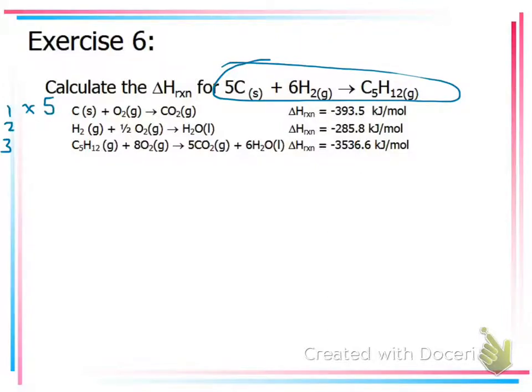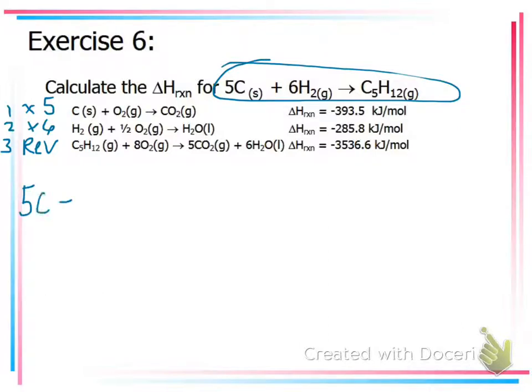In equation 2, I only have 1 hydrogen. How many do I need? Coefficients, yeah. Technically, I do need 12. But what do I need to multiply by? 6. And then if I look at the third equation, what do I need to do to it? Reverse it. Okay? So now let's rewrite everything.